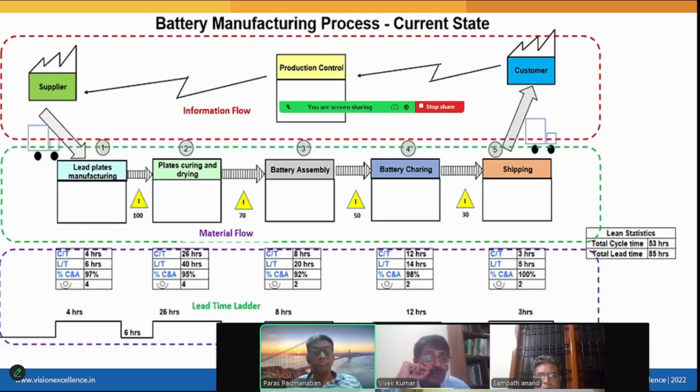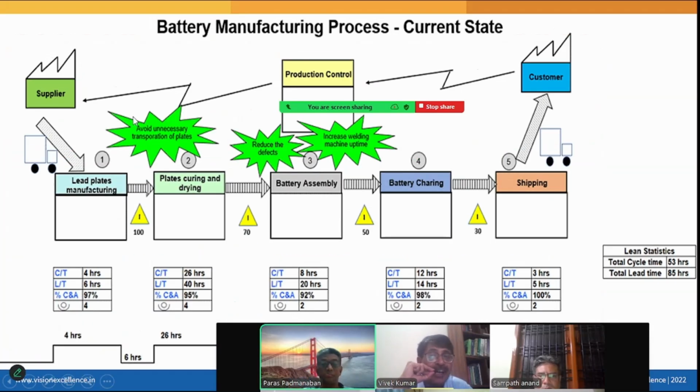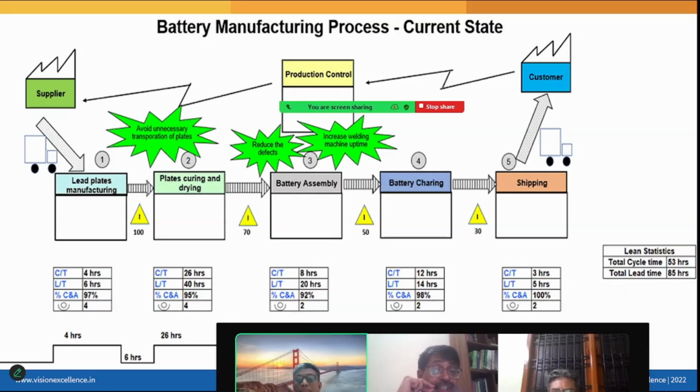Right? Based on that, you have identified where the opportunities exist. Then we work as a team on this. We find out the ways to improve the process. We find ways to bring it under better control. And then we reach this future state. Everyone clear about this?